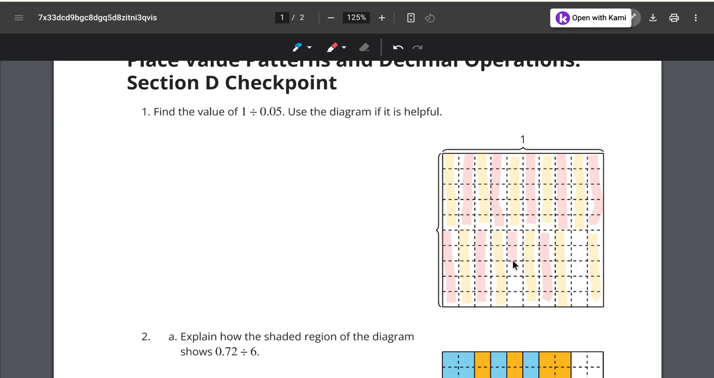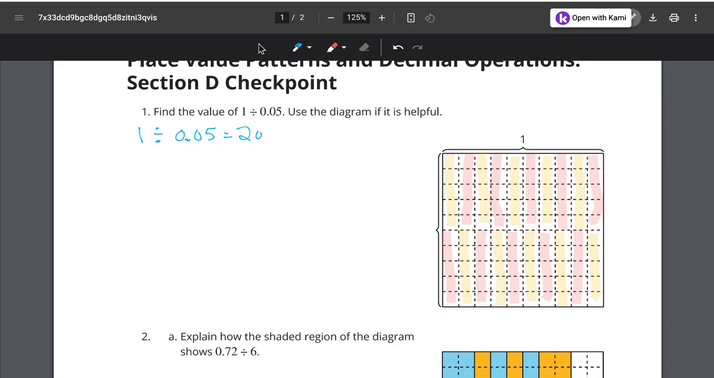Okay, now every single section represents a group of 5 hundredths, right? Now, how are we going to use this in order to figure out what the answer is? Well, what we're going to do is figure out how many groups of 5 hundredths we just made. Well, I have 10 that are shaded in yellow, and I have 10 that are shaded in red. So together that gives me an answer of 20. So I now know that 1 being divided up into groups of 5 hundredths gives me 20 total groups.